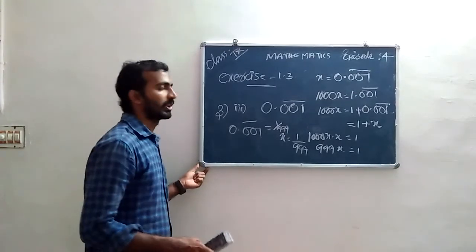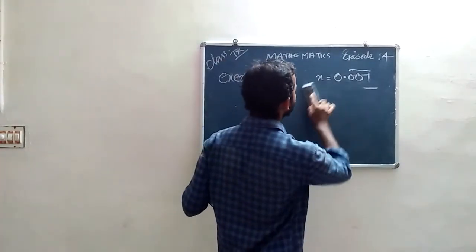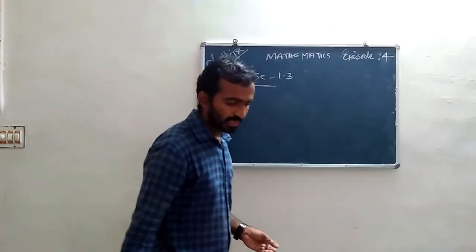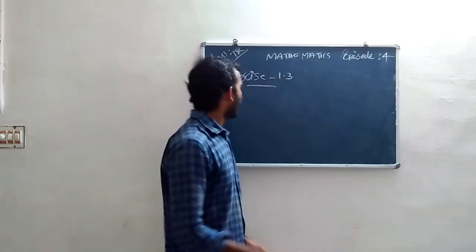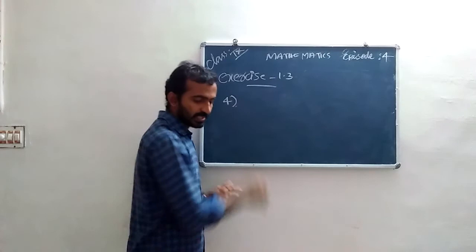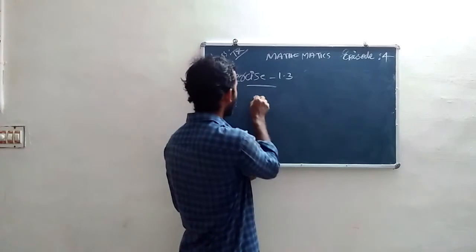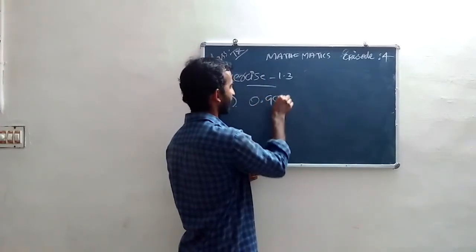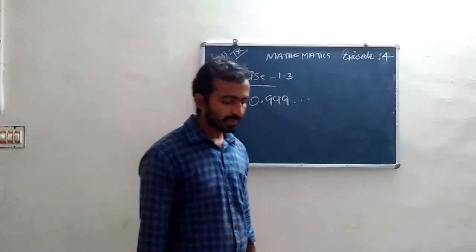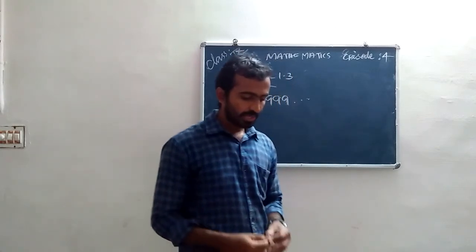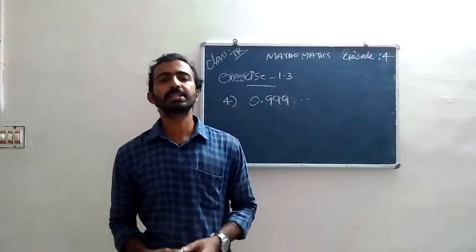Is it correct? Can you follow me? Okay. Then the fourth question is: express 0.999 etc. in the form of P by Q. Are you surprised by your answer? With your teacher and classmates, discuss why the answer makes sense.